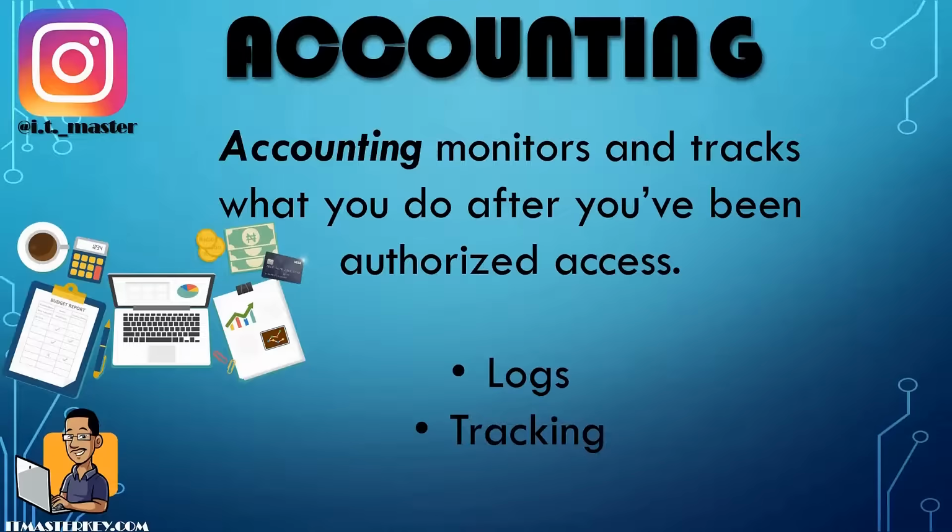Makes sense? So we just went over AAA, which is authentication, authorization, and accounting. This is really simple. It may have seemed a little complex before, but it's authentication, authorization, and accounting. Authentication, you are who you say you are. Authorization, let's give them access to what they pull up access to. Accounting, let's look at what you're doing after we actually gave you access.